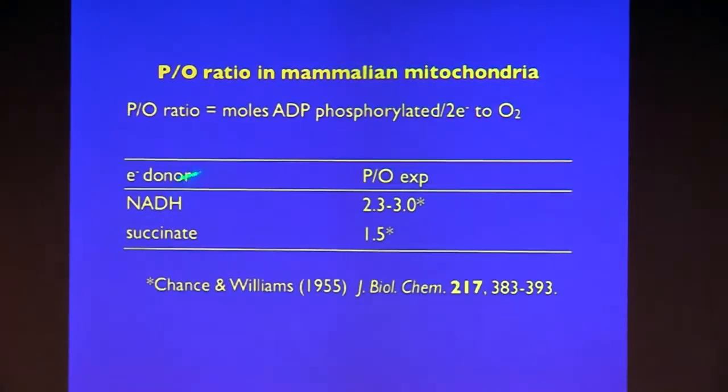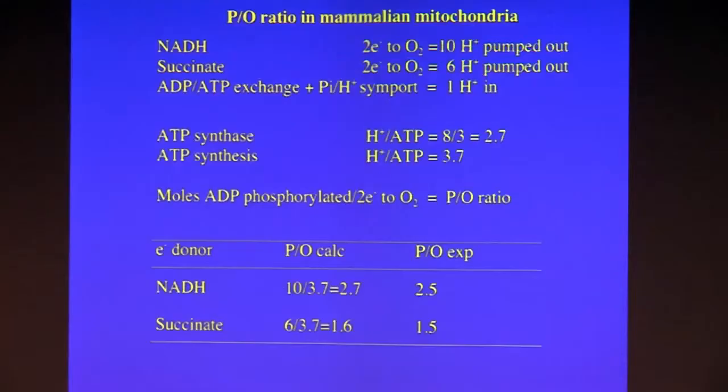Now, when you feed electrons into the electron transport chain, if NADH is the donor, what they found was that the P to O ratio was in the range of 2.3 to 3, whereas if they use succinate, then the P to O ratio was 1.5. So here is the explanation of the P to O ratio. It's simply the number of moles of ADP phosphorylated for each 2 electrons that are transferred from these substrates down the electron transport chain to oxygen in the way that I explained at the beginning.